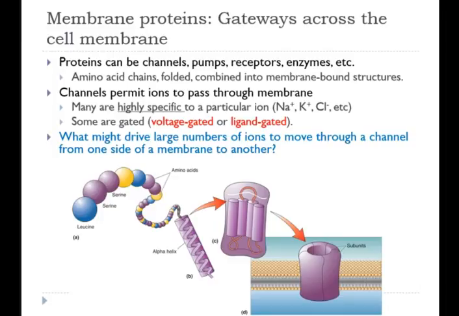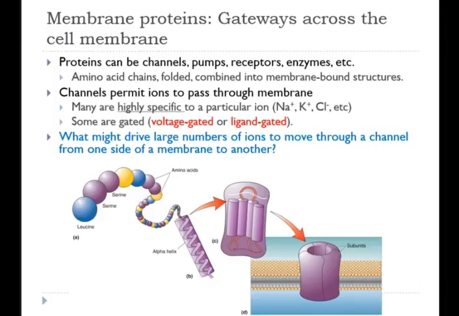So let's say you've got a cell, you've got a membrane, you've got a channel. This channel could allow an ion to go through it, so maybe it's a potassium ion. The question is, what might drive ions to move through a channel in a really directional way? Why would you ever get a situation where you're having large numbers of ions moving from one side of a membrane to another? You could imagine, if potassium could go this way, it could just as easily go this way.